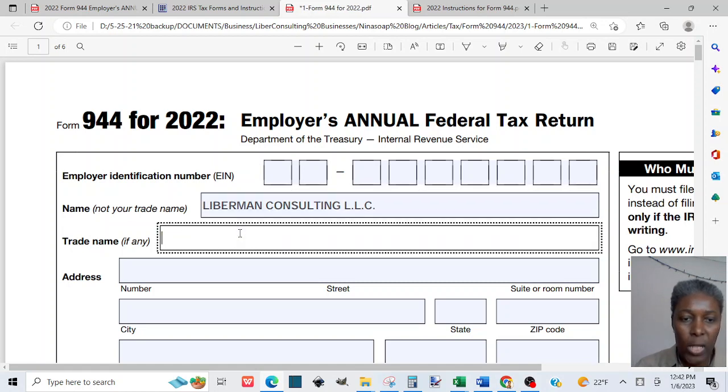And then for the trade name, we can put Nina Soap as the trade name. In the past though, for name, I'll put my first and last name, and for the trade name, I'll put Liberman Consulting LLC. And I didn't have issue doing that.